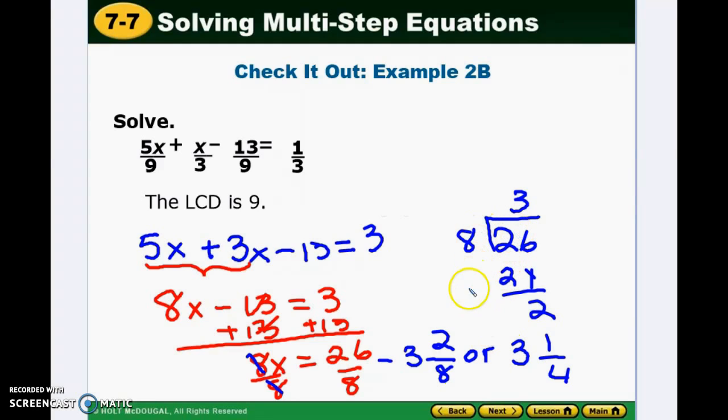And that's it. So hopefully solving multi-step equations is not going to be so complicated. So remember, with the fractions, we can always get rid of them. So then the problem becomes very easy.